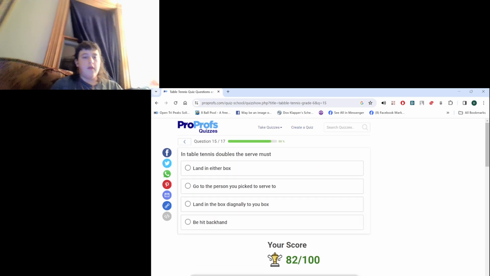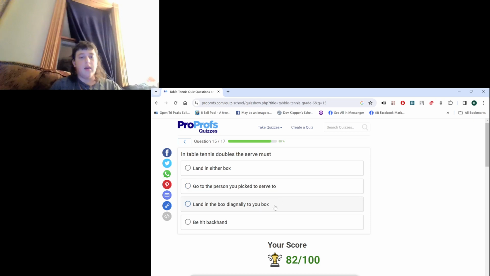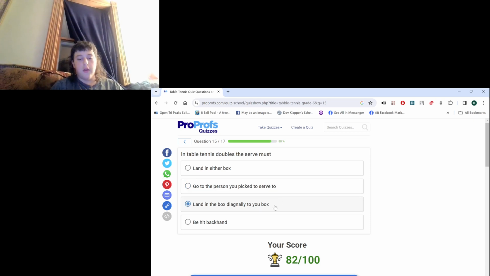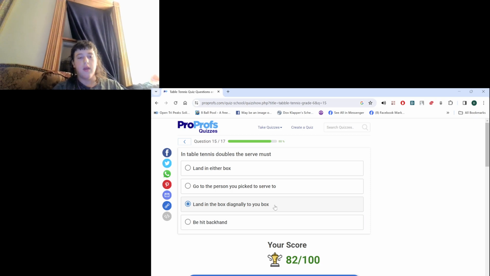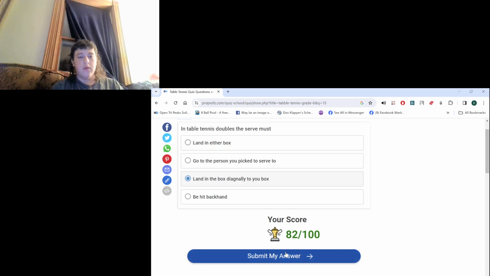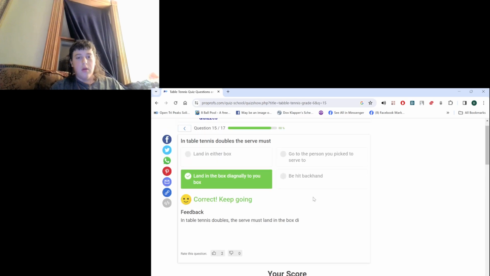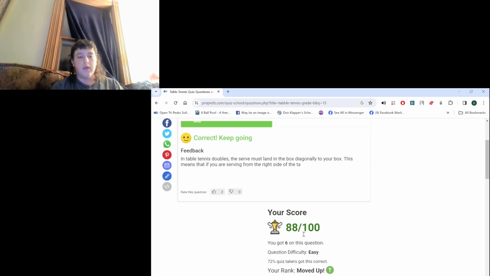Table tennis doubles serves must land diagonally to your box, and actually in a lot of tournaments, this is not universal. It has to go from the right box on your side to the right box on the other side, but some tournaments just say it has to land in the box diagonal to you. It does also go to the person you pick to serve to. That's also true.